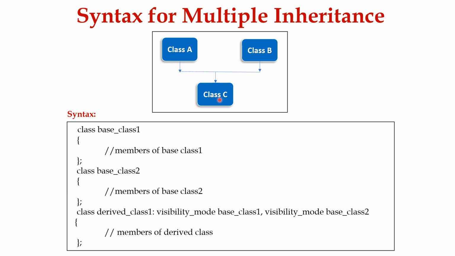Based on this example, we can have the syntax for multiple inheritance. We have defined the class base class 1, which has its own member variable and member function. Then we have defined the class for base class 2, which has its own member variable and member function. Then finally, we have defined the class definition for derived class 1, where derived class 1 inherits the properties from base class 1 and also from base class 2. In addition to that, the derived class 1 has its own member variable and member functions.